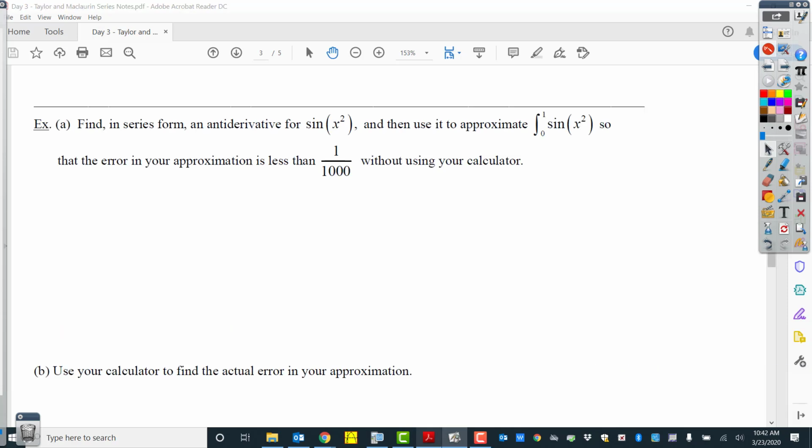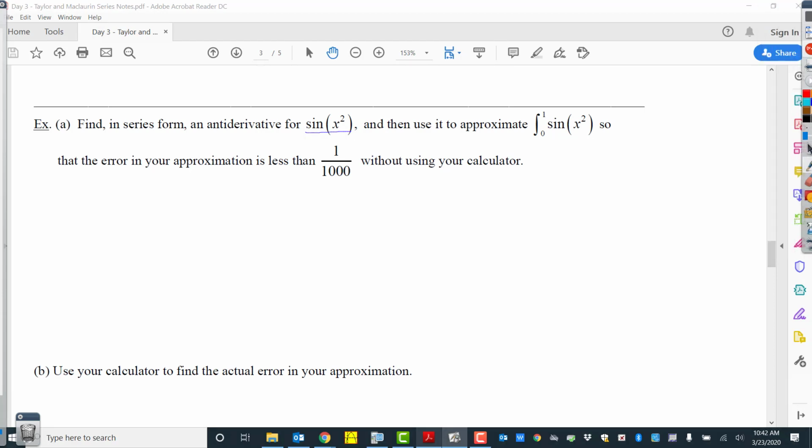Okay, so let's look at this one. This time we're finding, in series form, an antiderivative of sine of x squared, and then use it to approximate the integral from 0 to 1 of sine of x squared, so that the error in your approximation is less than 1 over 1,000. Well, we actually already found the series for sine of x squared earlier. We did that in the previous part of the video, so let's go ahead and use that.